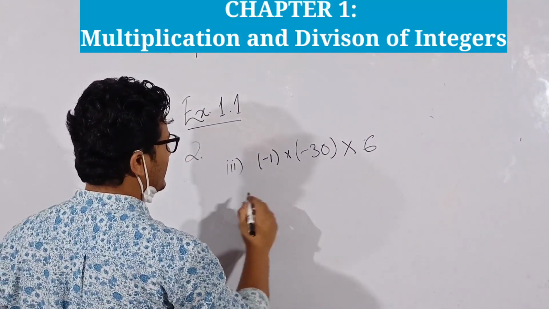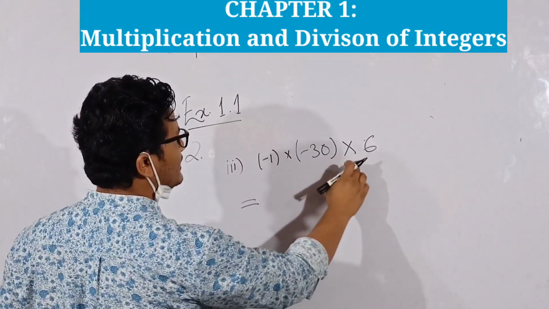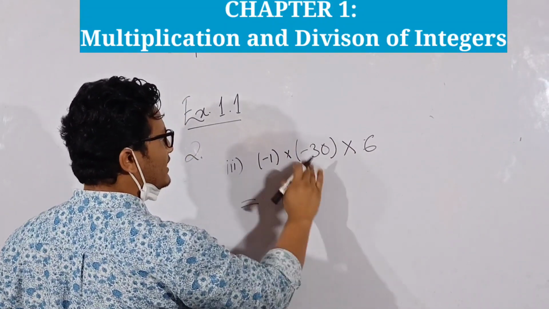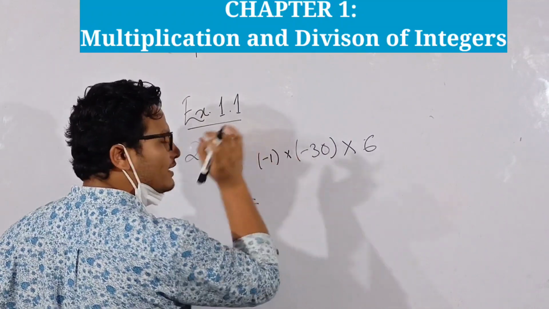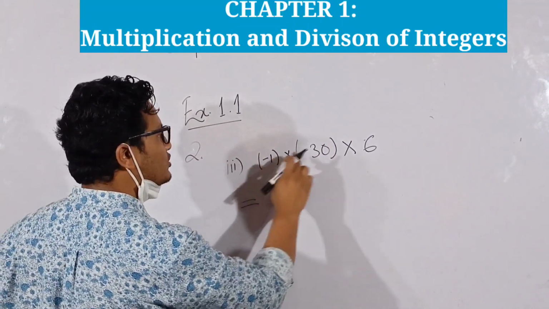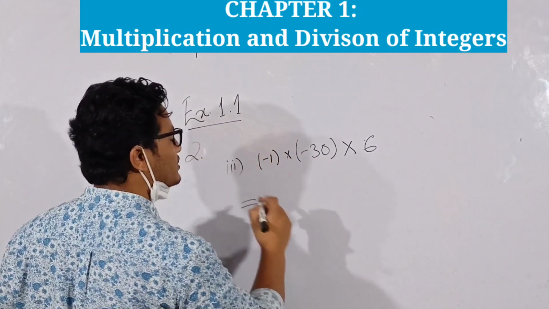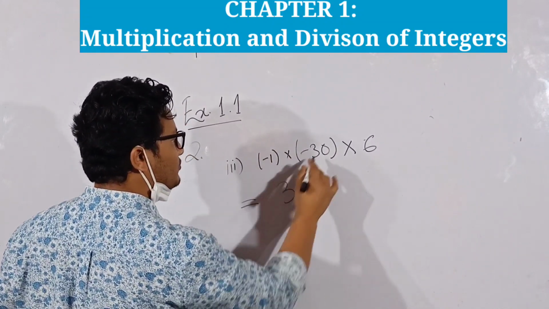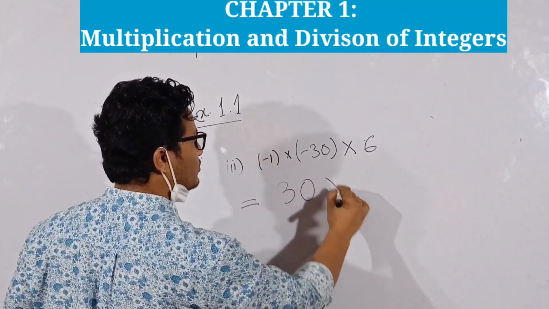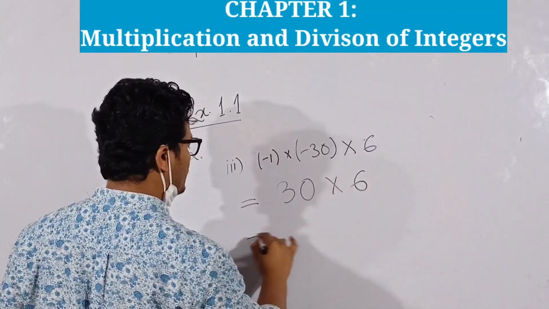Now let's see question number 3. Here what is given? Minus 1 into 30 into 6. So minus 1 into 30, what would be the answer? 30 into 1 is equal to 30. Then negative into negative, what will be? Positive. That means 30. Negative, negative, positive. 30 into 1 is 30. Into 6. What would be the answer?